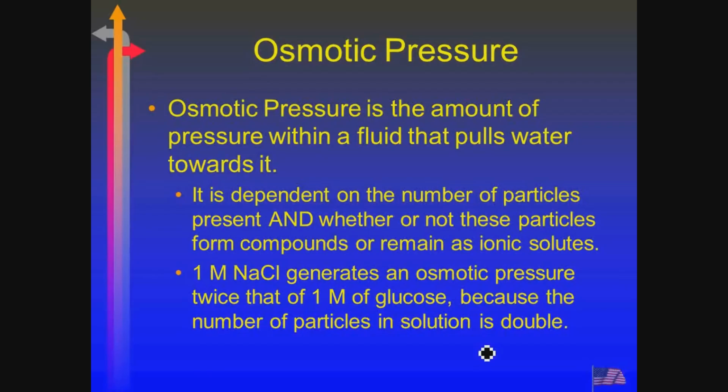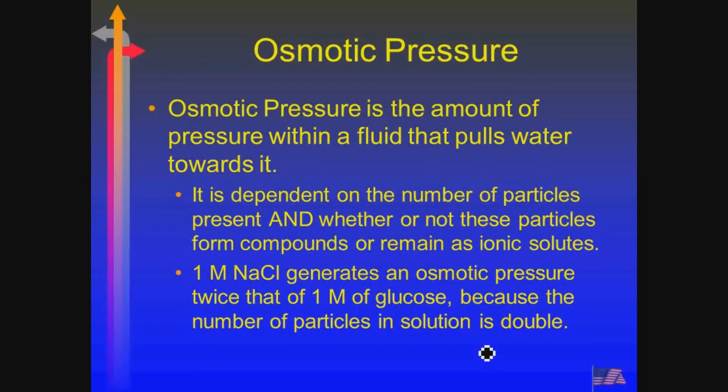What determines that osmotic pressure is basically a combination of the number of particles present and whether those particles are compounds or ionic solutes. So in the case of sodium chloride, we know that 1 mole of sodium and 1 mole of chloride mix together, and when they're placed into solution, they dissociate, so you really have 2 particles there. Whereas in the case of glucose, even though it's a bigger molecule, it doesn't break off into ions.